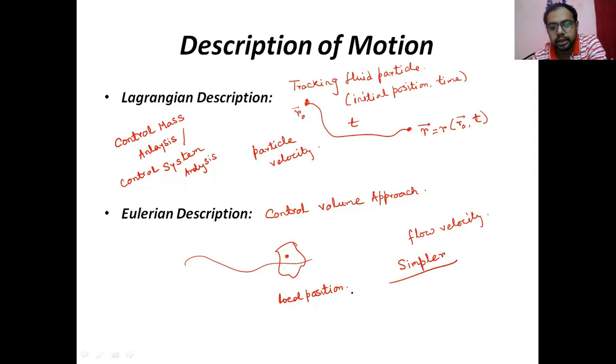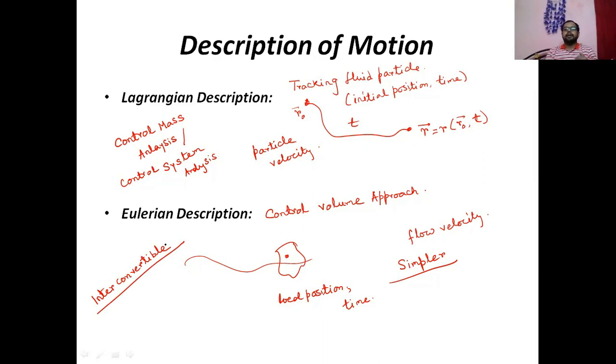Okay. Here, we use the local position and time, and we are considering the flow velocity. In the Lagrangian description, we are talking about the particle velocity. But both descriptions, Eulerian and Lagrangian, are interconvertible. You can convert control mass analysis to control volume analysis, and similarly control volume analysis to control mass analysis. So these two approaches are interconvertible.